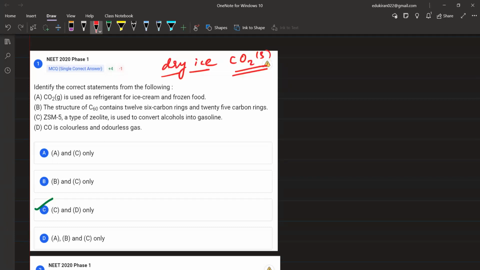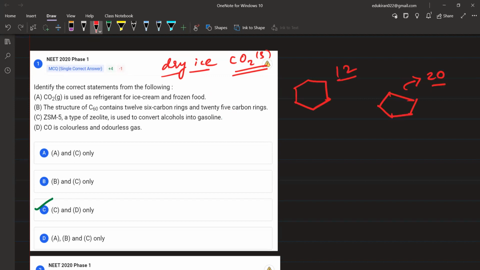अच्छा, जहां तक बात है आपके पास, the structure of C60, it contains 12 6 carbon rings and 25 carbon rings, है ना? यानी कि उसमें इस तरह के रिंग्स कितने होते हैं? They are saying that this type of ring is 12 and 5 कार्बन वाले रिंग कितने हैं यहाँ पे? They are saying they have 20.